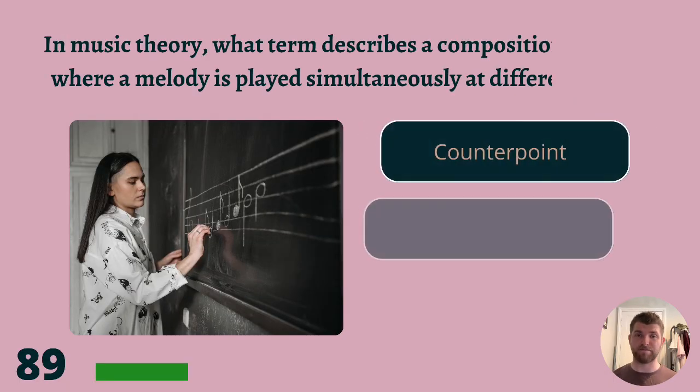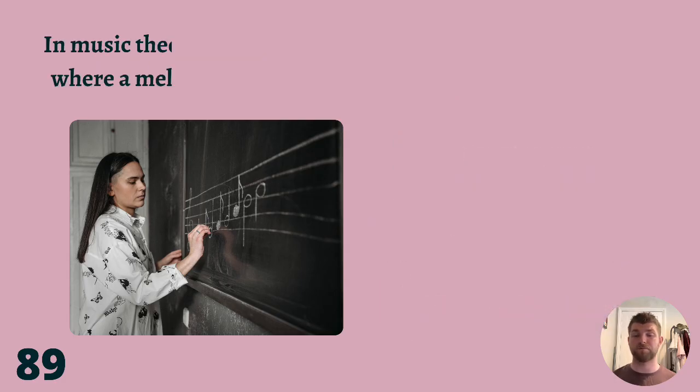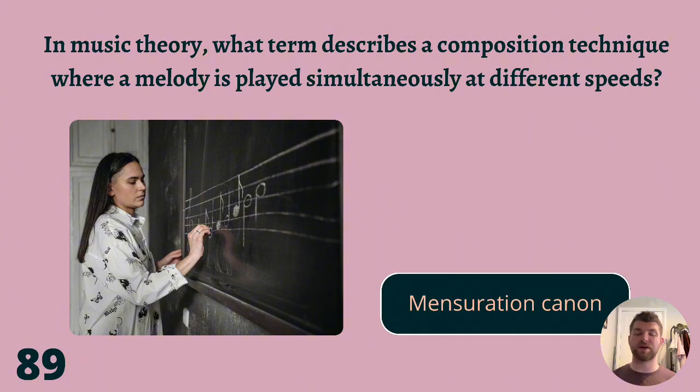Question 89. In music theory, what term describes a composition technique where a melody is played simultaneously at different speeds? Counterpoint, augmentation, or mensuration canon? The answer is mensuration canon.